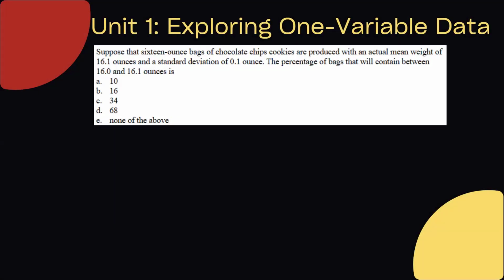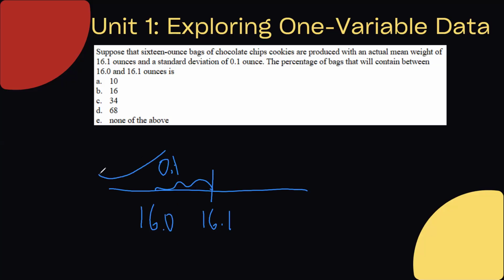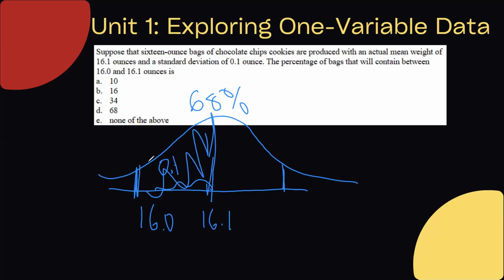Suppose that 16-ounce bags of chocolate chip cookies are produced with an actual mean weight of 16.1 ounces and a standard deviation of 0.1 ounce. The percentage of bags that will contain between 16 and 16.1 ounces is, so if the mean is 16.1 and the standard deviation is 0.1, then you would go one standard deviation below the mean. On a standard normal curve, one standard deviation is 68%, but that's above and below. We're only going half of that, so that would be 34%. So 34% is between those two values.